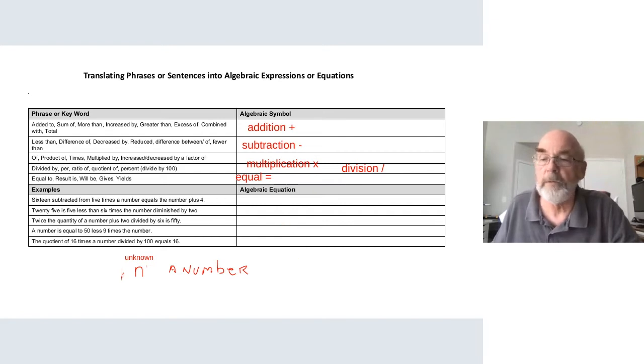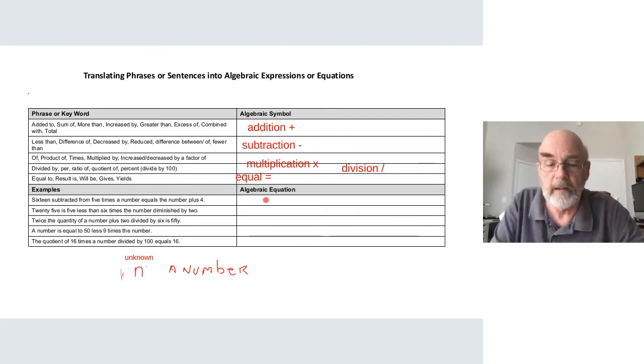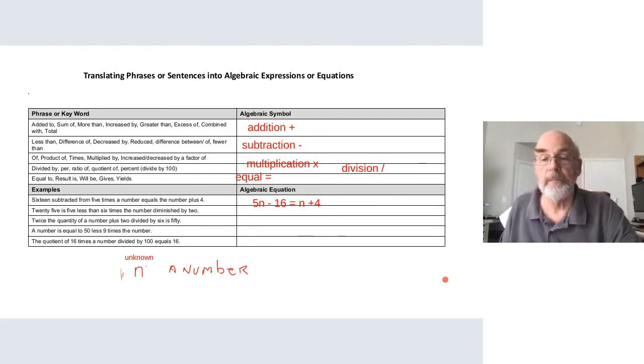Okay, and let me write that down as you say it. 5n minus 16. No, it's not minus 16. It is 16 subtracted from 5 times the number. Okay, good. So 5n minus 16, equals sign. Equals the number, which is your n, plus 4. n plus 4. Yeah, you're making it complicated. Not complicated, but something to think about.